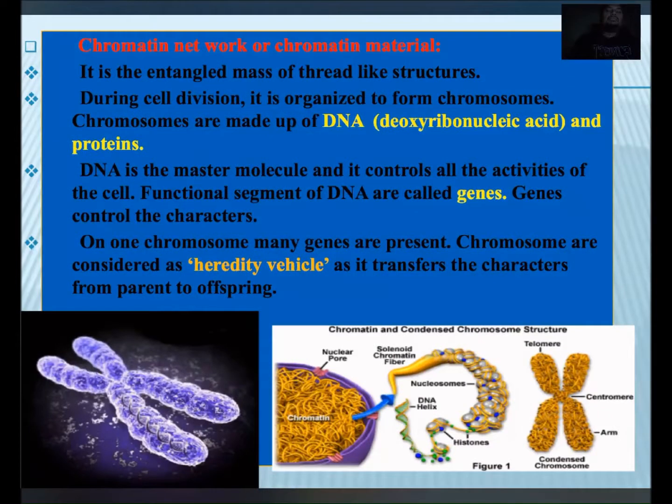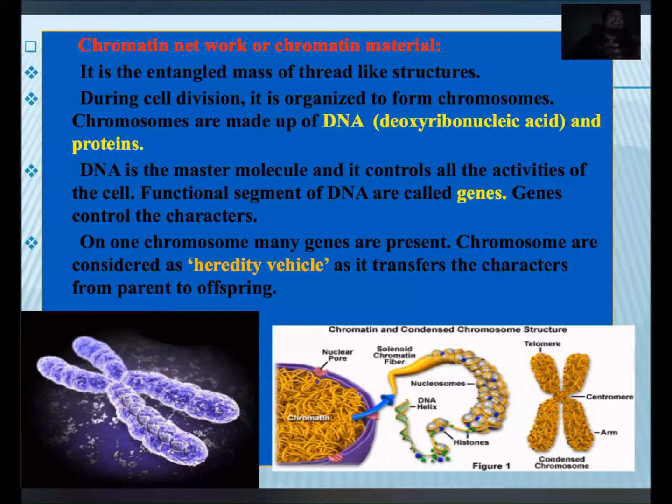One of the important parts of nucleus is chromatin network or chromatin material, and it is present in nucleoplasm, and this is a mass of thread-like structure, धागा जैसा है, and these thread-like structures are entangled, उलझा हुआ structures है, as we can see here. And this chromatin material condenses and thickens to form chromosomes during cell division.